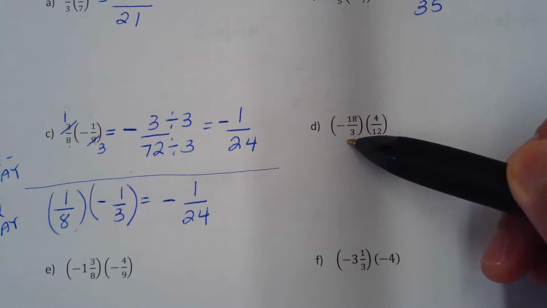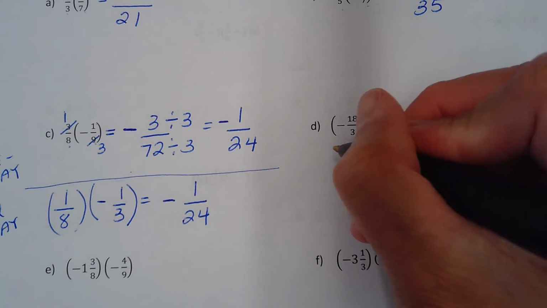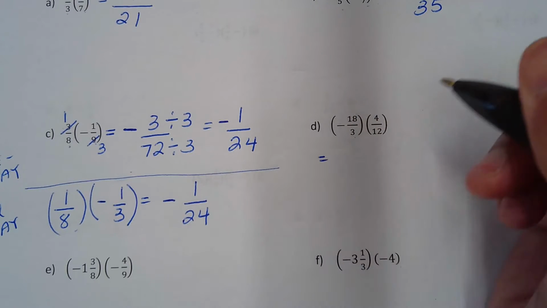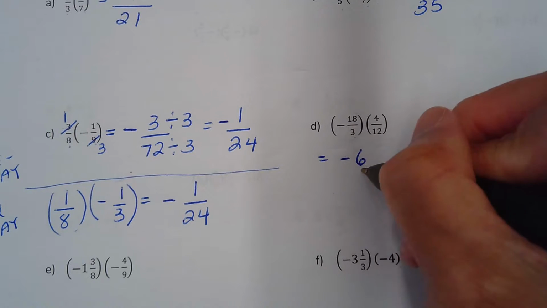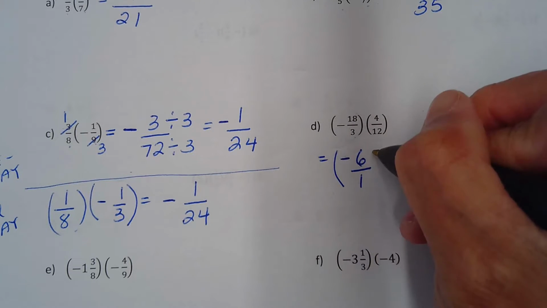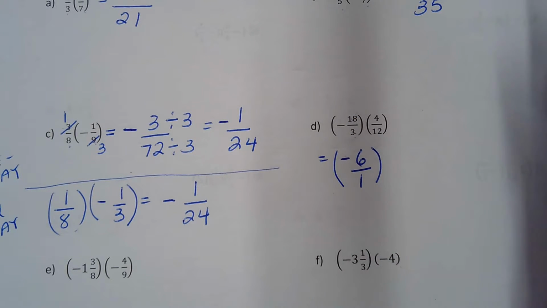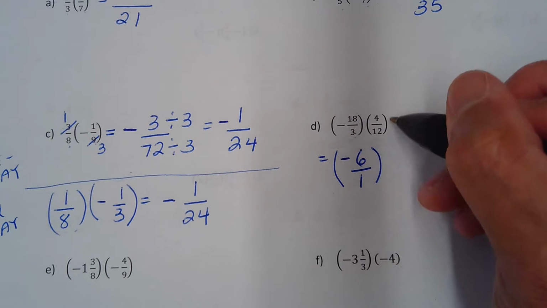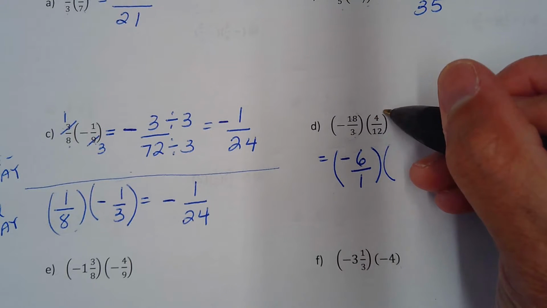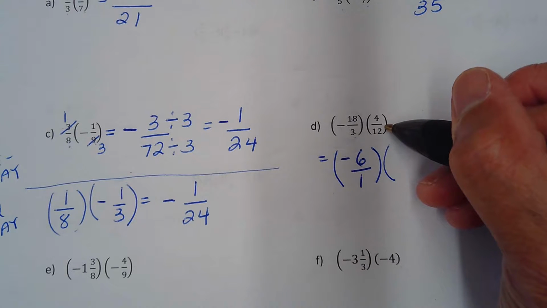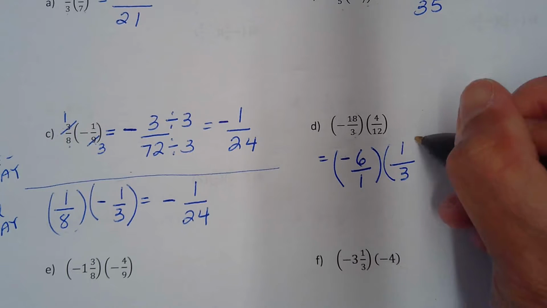Okay. Let's take a look at this one. Can we reduce this one? 18 thirds. Can we reduce 18 thirds? It would be negative 6 over 1. So we can divide this by 3. Divide this by 3. So negative 6 over 1. Can we reduce this part? 2/3. You can divide by 4. Divide this by 4 as well. So that's going to be 1/3.